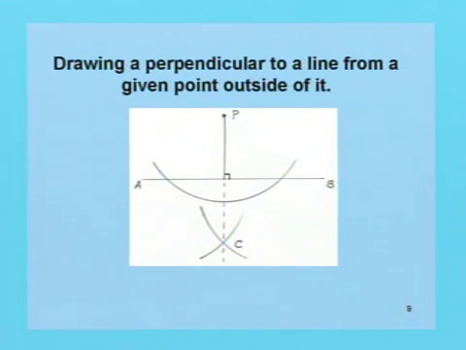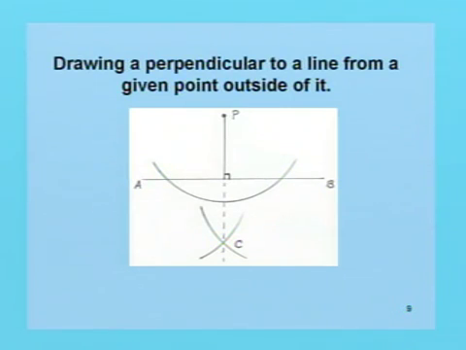Drawing a perpendicular to a line from a given point outside of it. We have line AB, and the point P is outside of AB, at the top of AB. From the point P, we want to draw a line that is perpendicular to AB. How do we do that?